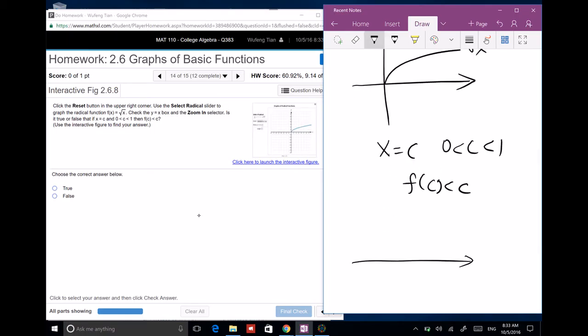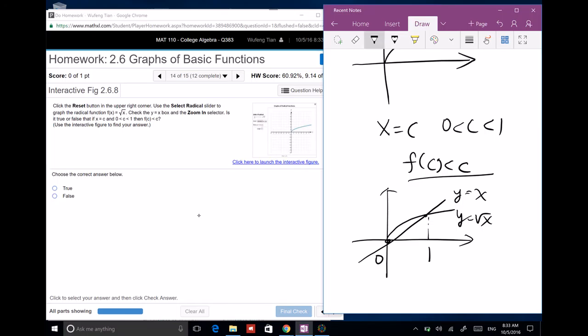Well, you check that f(c) is less than c. So you can find that function f(c) is like this. This is 1 and this is 0. So f is y equals x, and this is y equals square root of x. Okay, if any point c here is from 0 to 1, then c is less than square root of c from 0 to 1, and which is false.